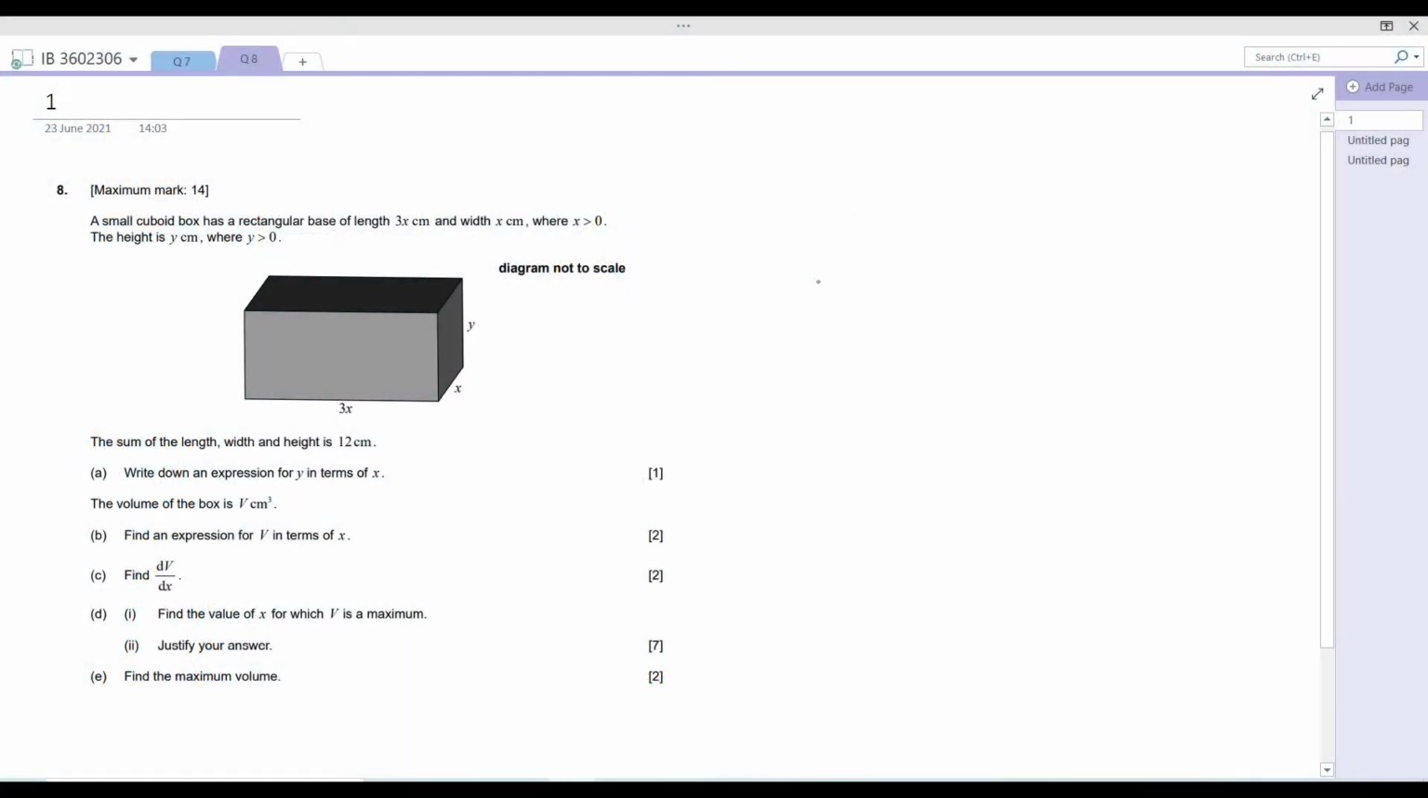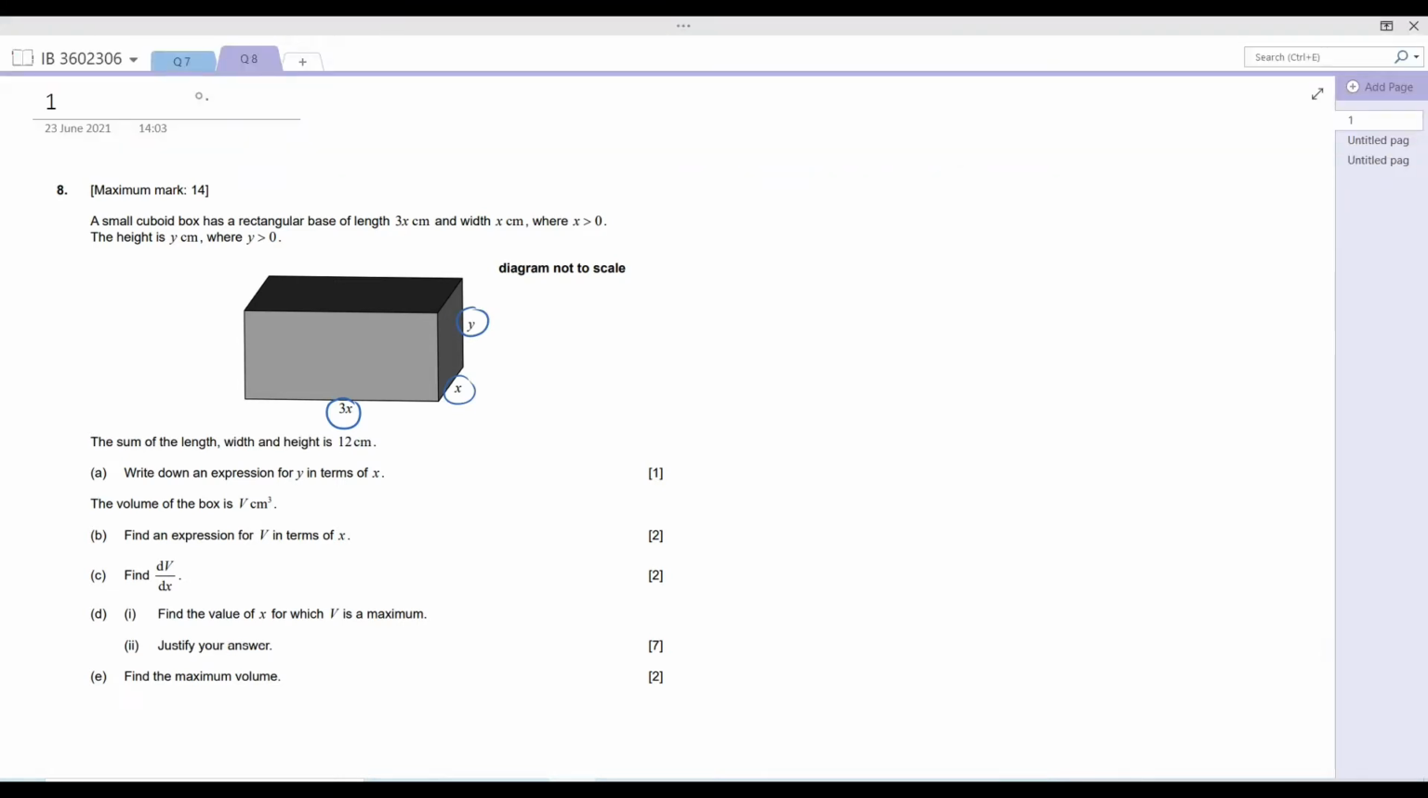The question is, a small cuboid box has a rectangular base of length 3x centimeter and width x centimeter, where x is greater than 0, and the height is y centimeter, where y is also greater than 0. Obviously x and y must be greater than 0 to form a cuboid. So now this is 3x, this is x, and this is y.